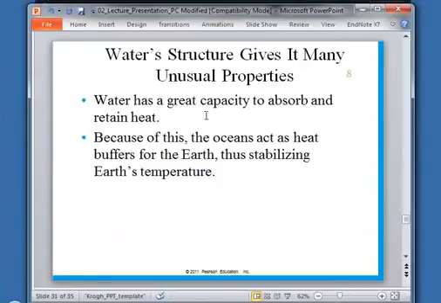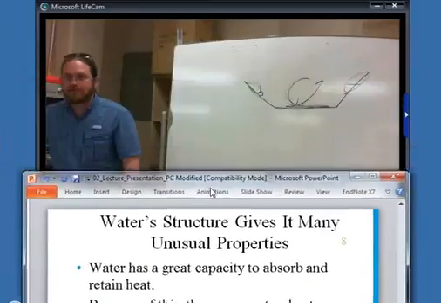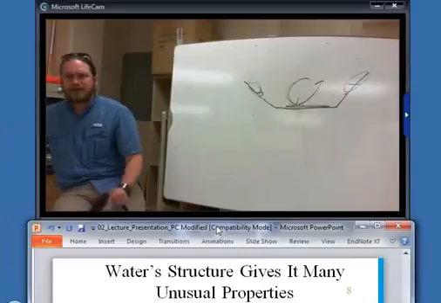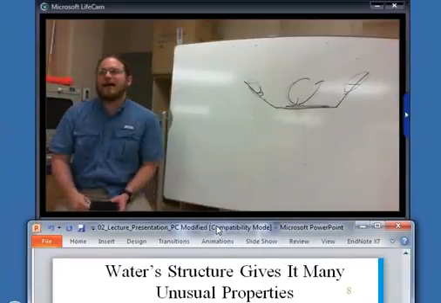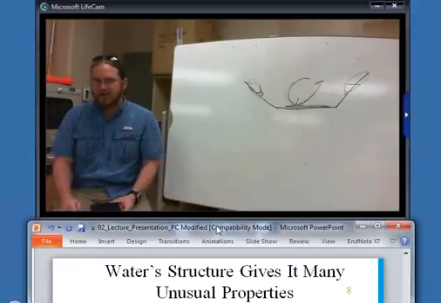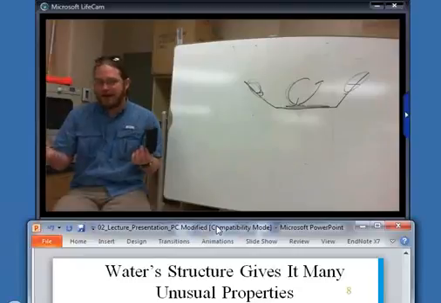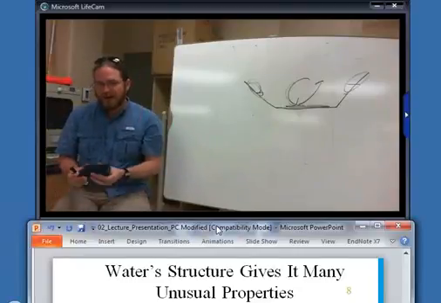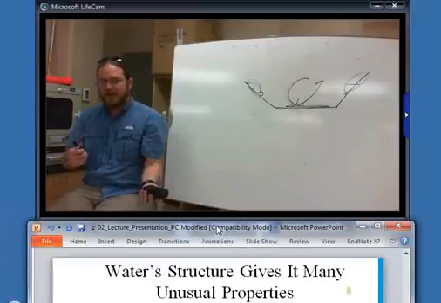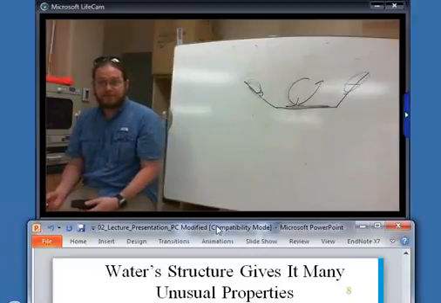Water also has the ability to absorb and retain heat, and because of this, the oceans act as a buffer for the Earth's temperature. And it may seem weird to think about buffering the temperature of the whole Earth, but let's look at this in the context of something that maybe applies to your life. Buffering the temperature inside your house. Think about if you had your house and it was fall. And so in fall, you kind of have cold nights and warmer days.